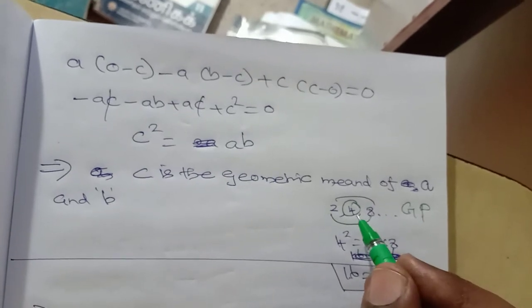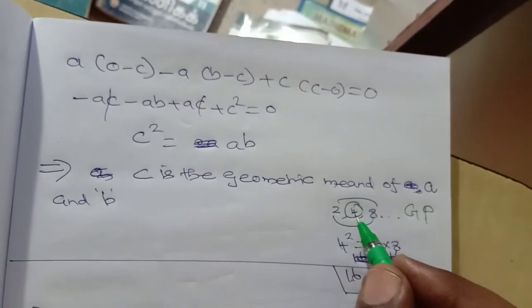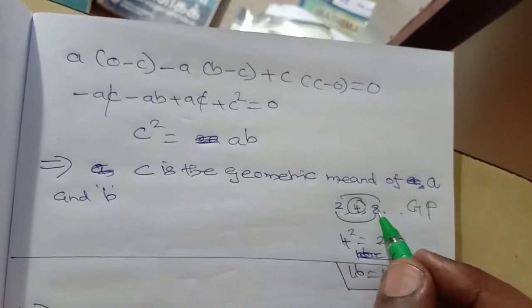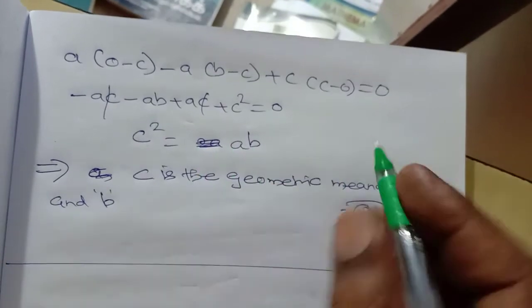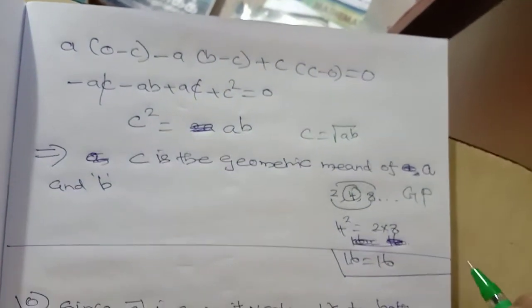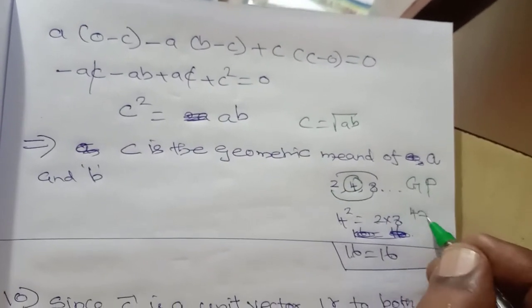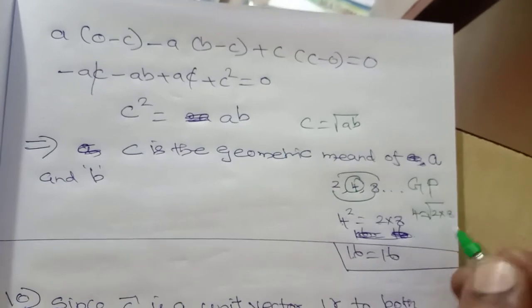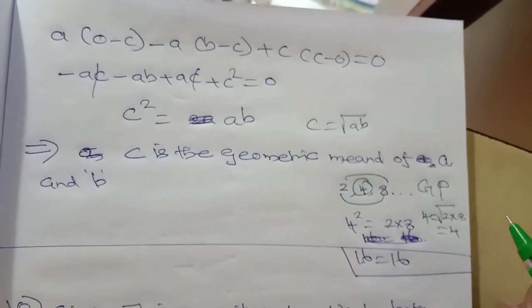That is, the middle term is nothing but what? Geometric mean of what? 2 and 8. That's the meaning here. B square equal to AC, or I can write B is equal to root of AC. That is, middle term 4 is equal to root of 2 into 8, root of 16. Correct? Therefore, that's the meaning of geometric mean.